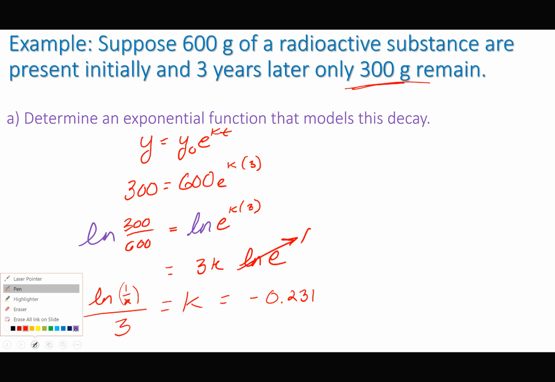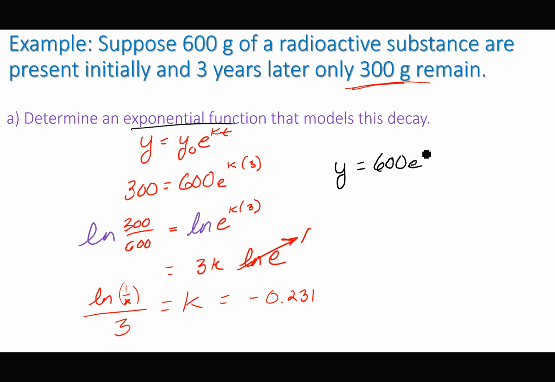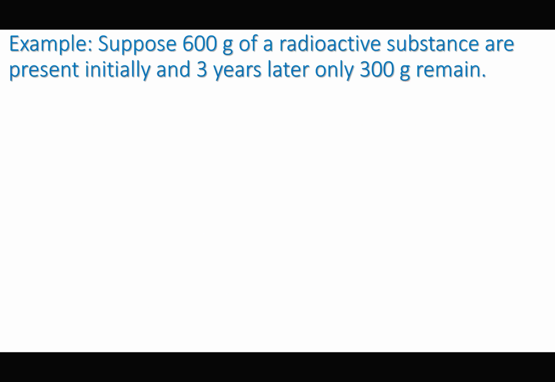They want us to write a function, so we have to go back to our setup. I'm going to have y equal 600, e to my k, which is negative 0.231 times t. So this function, you give me a time in years, I will tell you how much substance is remaining. Okay, so we can use that in part B.